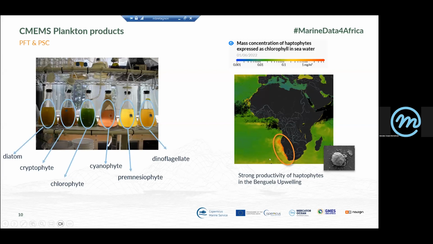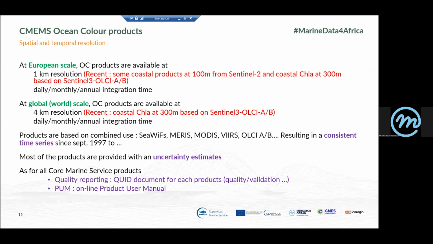So briefly, to sum up in terms of spatial and temporal resolutions available on the Copernicus Marine Service, you have several resolutions. At the European level, the data are delivered at 1 kilometer and even 300 meters resolution for the data from all three sensors. That means that the 300 meters resolution will be available since 2016. From a temporal point of view, the data are delivered on a daily basis, but also on a monthly basis, and also an annual integration time.